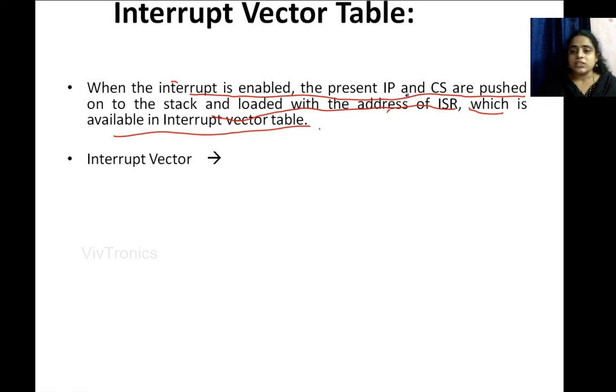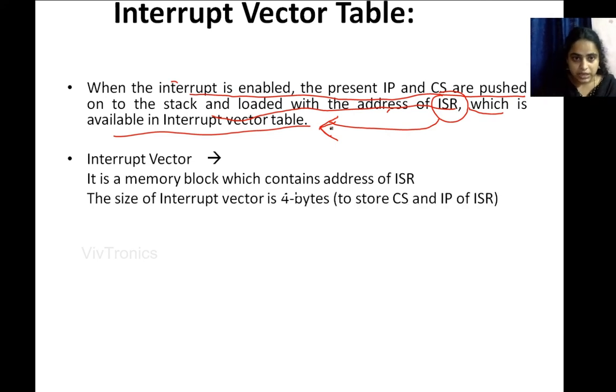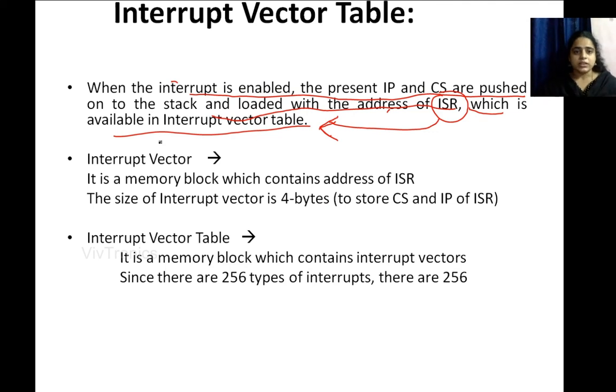So where do this IP and CS get the interrupt service routine address? It comes from the interrupt vector table. First, let us know the difference between interrupt vector and interrupt vector table. So this is the interrupt vector. You can see here, interrupt vector.